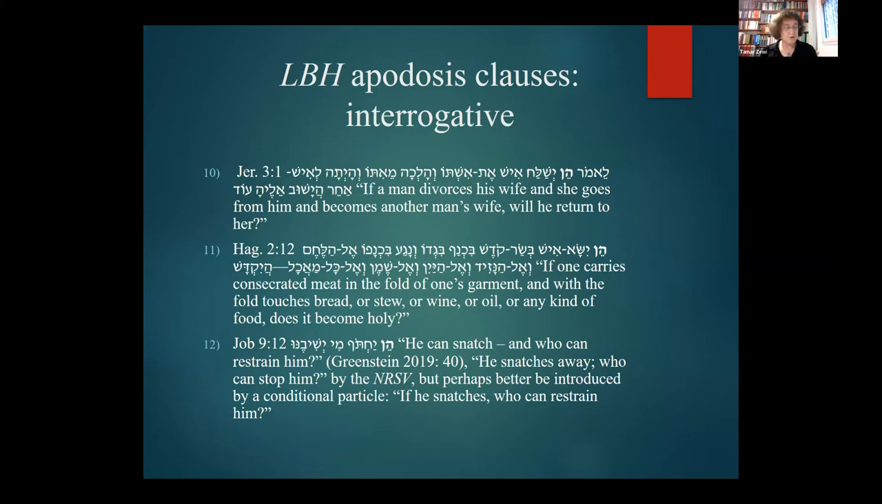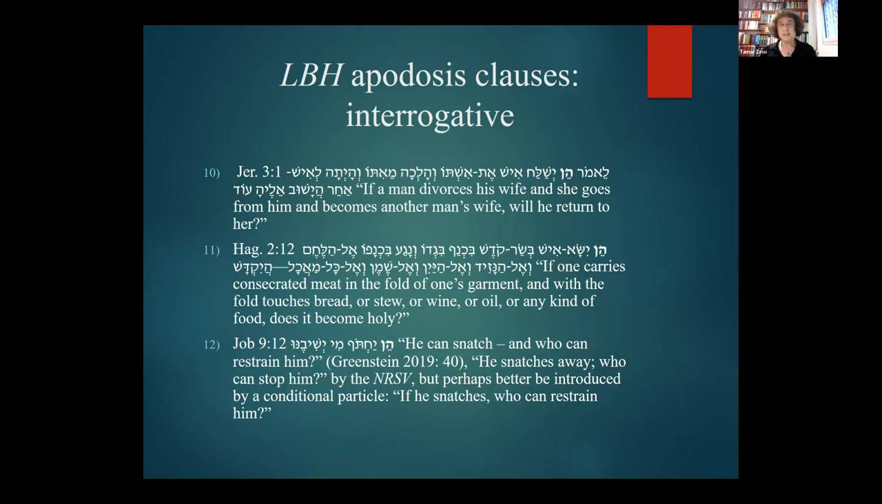If one carries consecrated meat in the fold of one's garment and with the fold touches bread or stew or wine or oil or any kind of food, does it become holy? And twelve, הן יחטוף מי ישיבנו, Job 9:12, he can snatch and who can restrain him. By Greenstein, he snatches away, who can stop him, according to the NRSV, but perhaps better introduced by a conditional particle: if he snatches, who can restrain him?